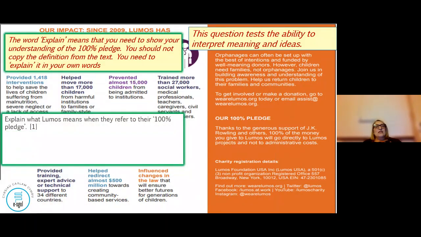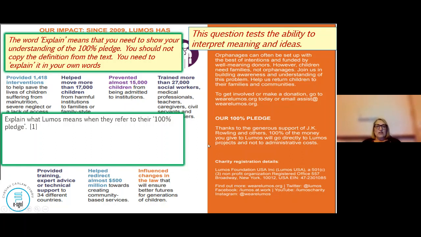This question tests the ability to interpret meanings and ideas. So it's an explain question, but it is only a 1 mark question. It asks what Lumos means when they refer to their 100% pledge. It says here, our 100% pledge, thanks to the generous support of J.K. Rowling and others, 100% of the money you give to Lumos will go directly to Lumos projects and not to administrative costs. The word explain means that you need to show your understanding of this pledge.